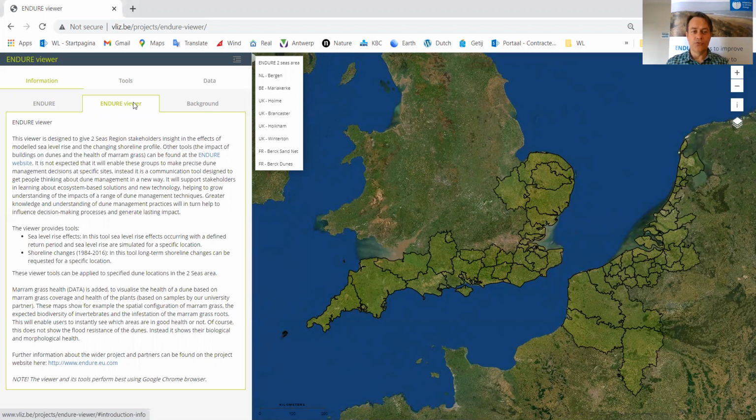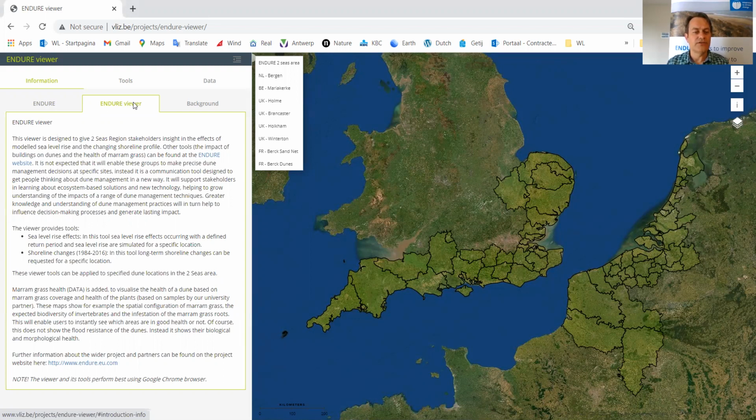And this viewer contains 2 types of tools. Sea level, a tool which describes the sea level rise effects. And in this tool, we use profiles selected along the study zone to investigate what could happen in the case of overlapping of extreme events, such as a big storm, with a certain sea level rise.